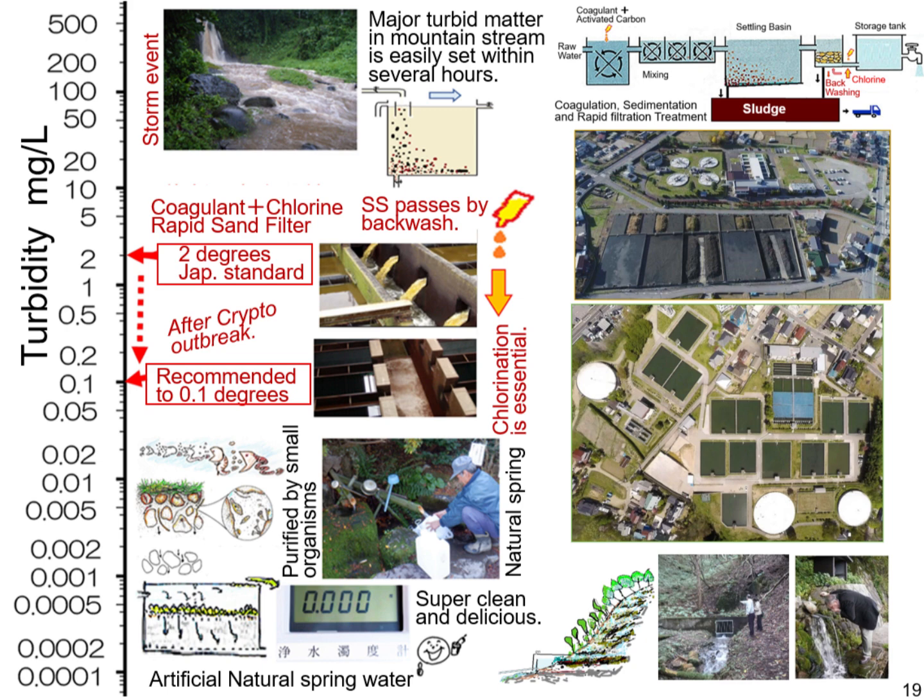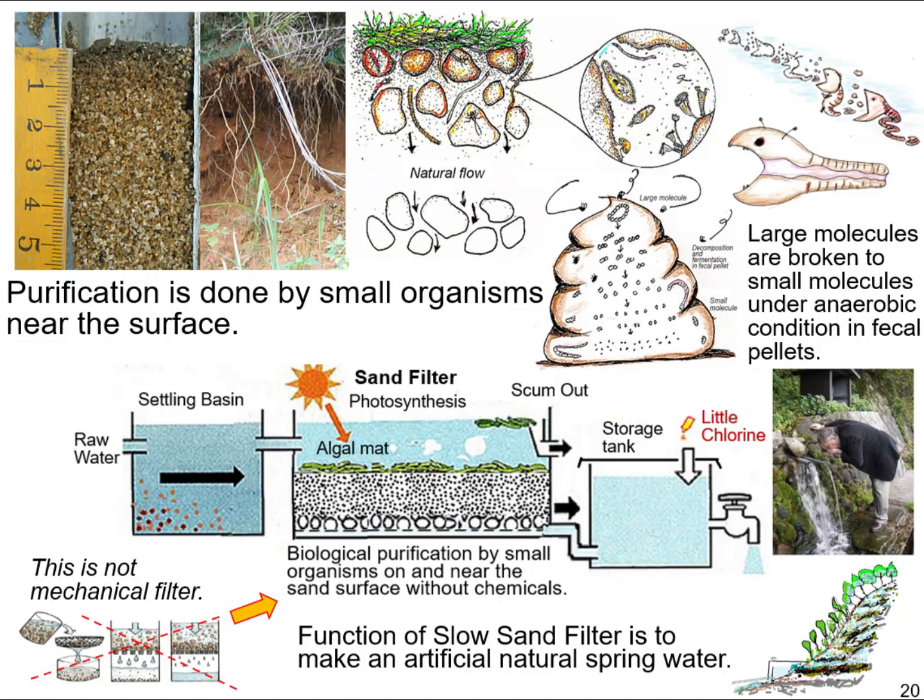The slow sand filter was an artificial method of producing delicious mountain spring water. It was a clever use of natural phenomena and the activities of biological communities. Purification is done by small organisms near the surface. This process of slow sand filter is similar to natural soil. Large molecules are broken to small molecules under anaerobic condition in fecal pellets. Function of slow sand filter is to make an artificial natural spring water.